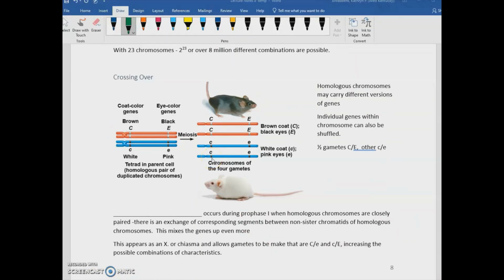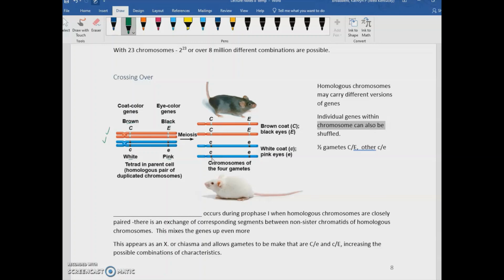So if that wasn't enough different combinations, crossing over introduces even more different combinations. So here we have an individual who has these 2 chromosomes. It has a chromosome that codes for brown coat color and black eyes, as you see here and here. On a homolog, it has a chromosome where it has white coat color and pink eyes. Note these are on the same loci. Okay, so this is a homologous pair of duplicated chromosomes. When the cells of this organism undergo meiosis, as you might expect, the brown coat color and the black eyes are always linked. So brown coat, black eyes go together, right?